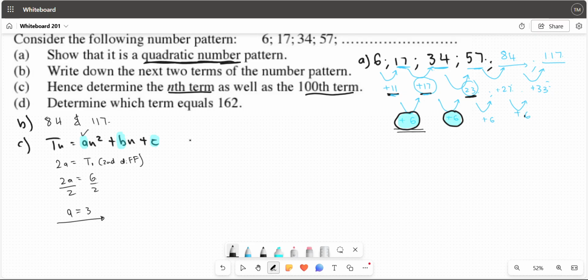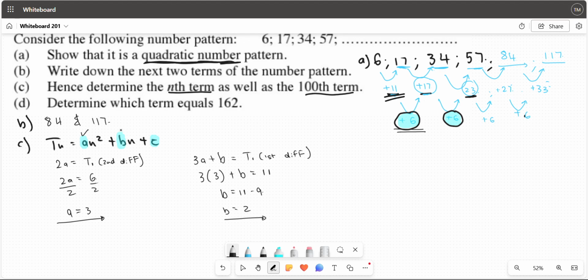Then the next formula is 3A plus B is going to give me term number 1 of first diff. And what is term number 1 of first diff? It's this 11 that we have there. So we're going to say 3, and we're going to substitute the A that we already found, which is 3. And in this formula, remember, we're trying to solve for B, and this is equal to 11. And so B is equal to 11 minus 9, and B is equal to 2.